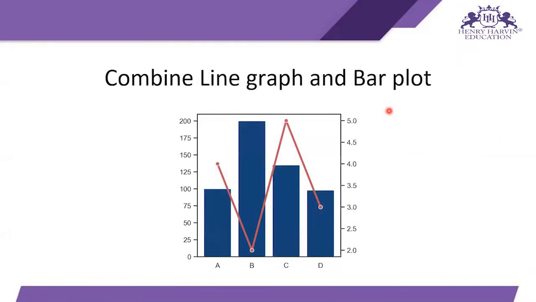Next comes the combination of a line graph and a bar plot. Here, as you can see, I have one line graph and also a bar plot. The bar plot gives the number of sales per month, and the line talks about the profit. That means when we have this much sales, we have this much profit. So we combine two or three graphs to get multiple insights. Here I combine a line graph and a bar plot in a single graph.